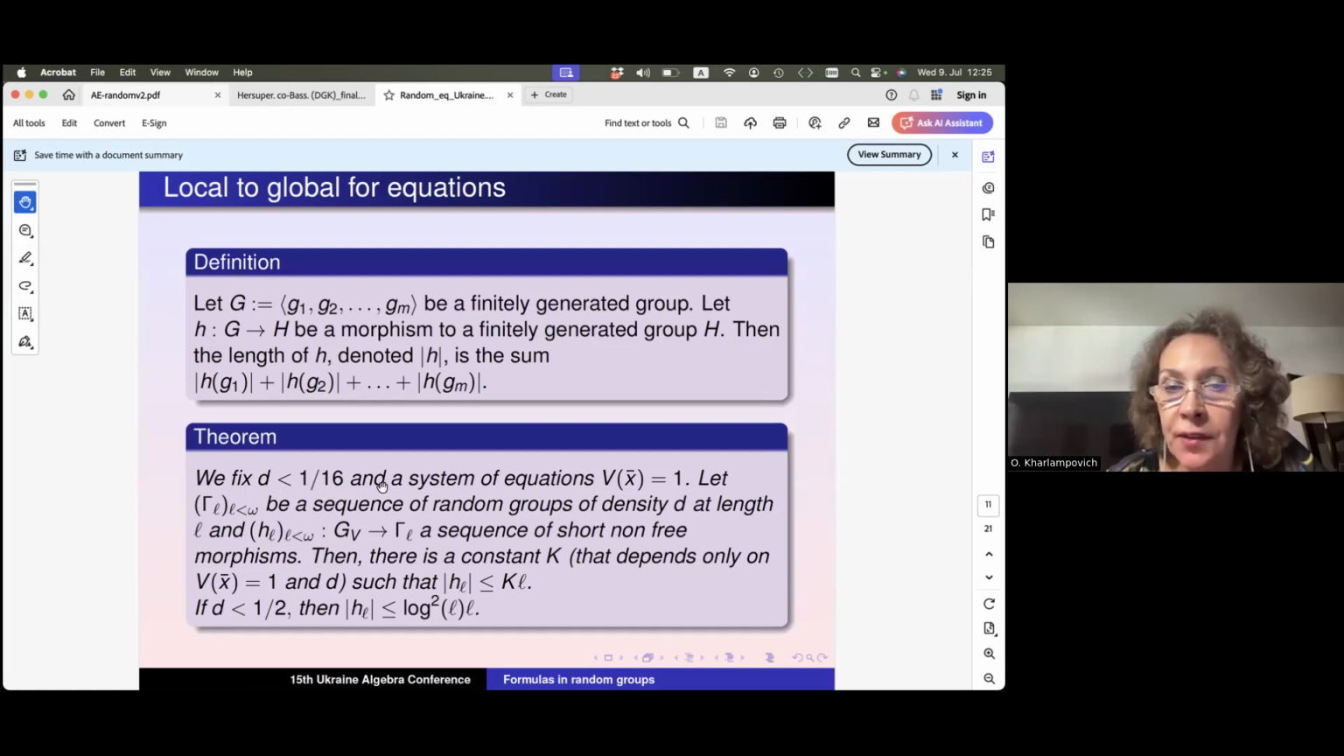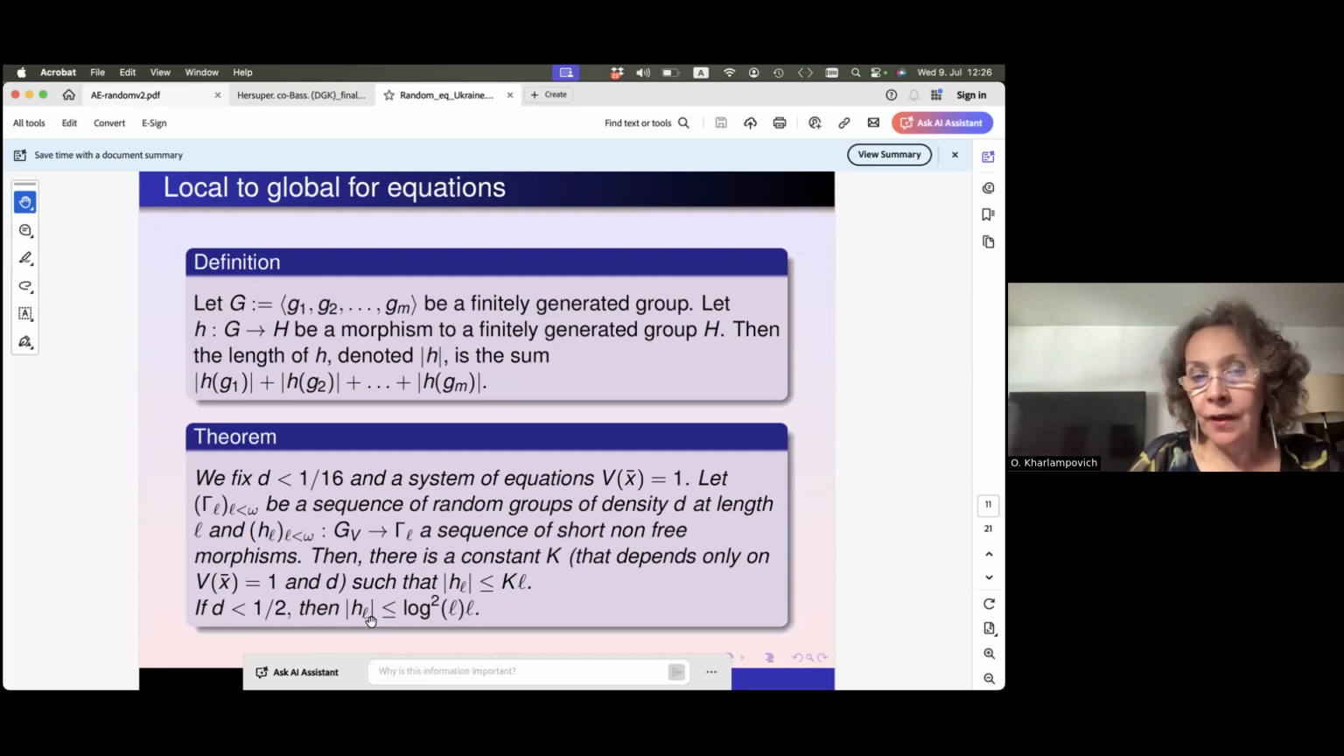for D less than 1/16, if L goes to infinity, Gamma_L is a sequence of random groups, and H_L are homomorphisms from the coordinate group of the system of equations here. Solutions can be short or longer in this definition. If you have a sequence of short non-free morphisms, then the length of the morphism is linearly bounded, a linear function of L and a constant K. Now for D less than 1/2, the length of the morphism is bounded by L times the log square of L.